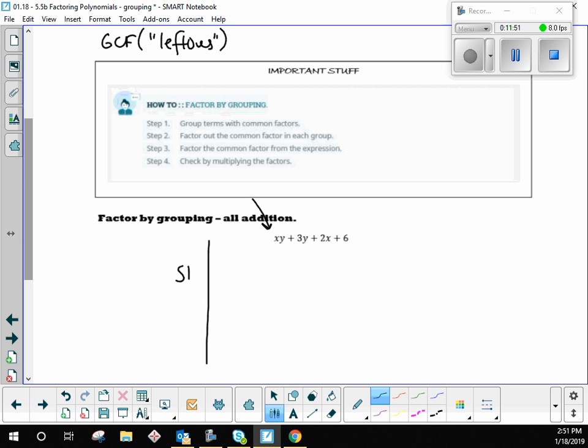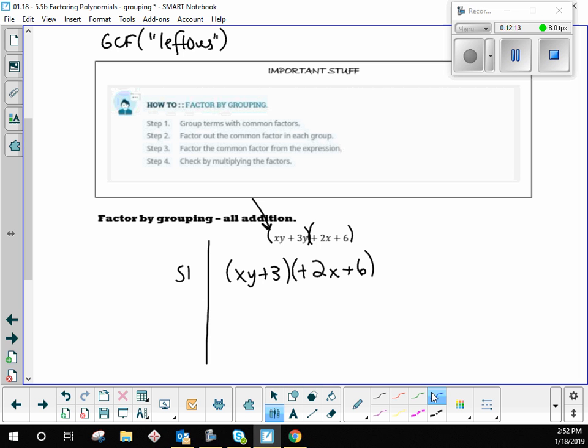Step 1 is to group terms with common factors. So basically what that means is we're going to group these together, and we're going to group the second two together. So it's going to look like this. xy plus 3, plus 2x plus 6. With one special caveat.